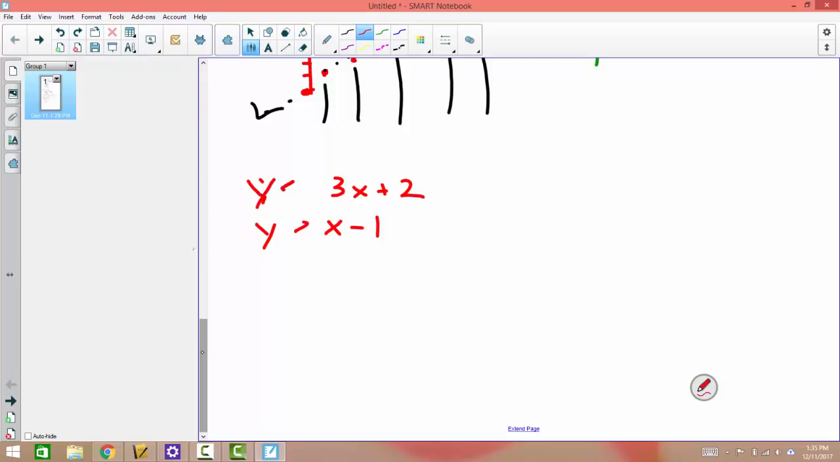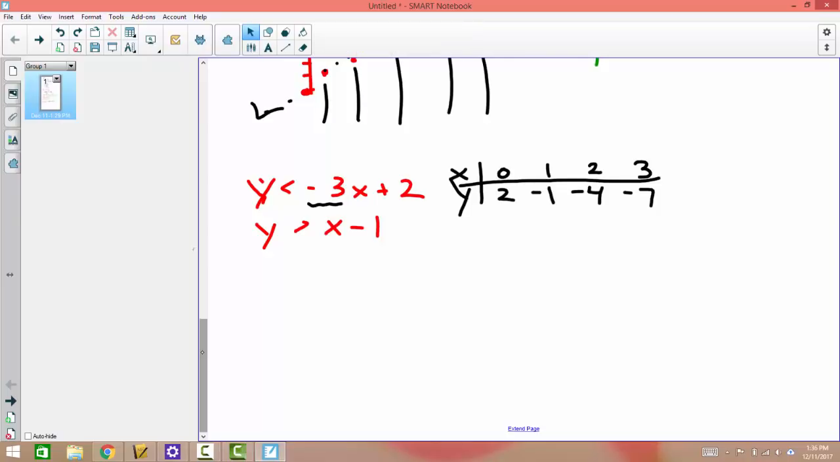All right, so they're both set up to make a table and a graph of. So right away, we could start doing that. In this case, 0 would give you 2. And then as you go up by 1, you are going down by 3 because that's your slope. So 1 would give you -1, 2 would give you -4, 3 would give you -7, and so on.